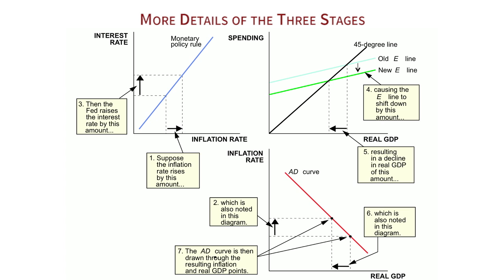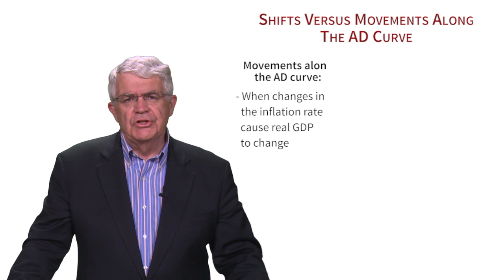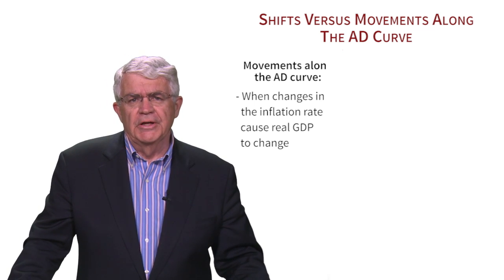So box 7 shows you those 2 points. You connect the 2 points with a red line, and you have a downward sloping aggregate demand curve. And of course, this argument holds for many different points, many different inflation rates. You could raise them, lower them by different amounts, and all you're going to do is trace out different points along that red line. So that's really a summary of how we derive the aggregate demand curve based on the 3-stage argument. To use this model, we need to consider shifts as well as movements along the aggregate demand curve.